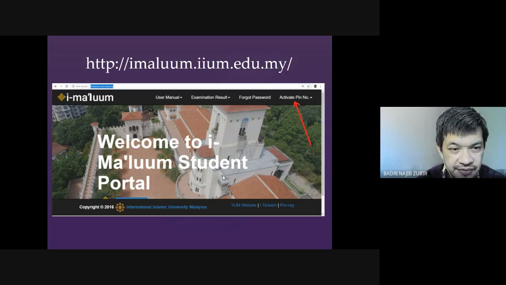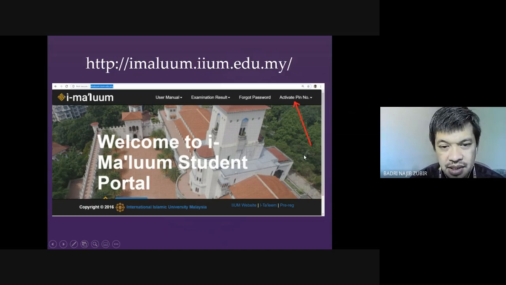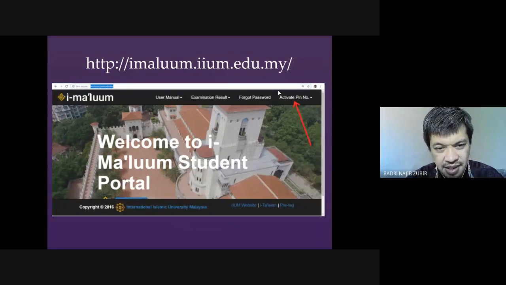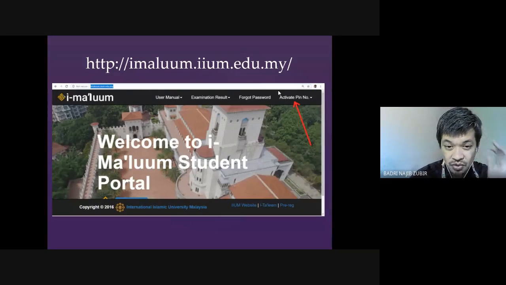So this is the interface of i-Ma'luum. The first thing you need to do is this one. You have to activate the PIN number. And again, I have mentioned to you that there are some technical problems involving some students. Maybe you cannot do this at the moment, so don't worry too much, because the start of the semester is not going to happen tomorrow.